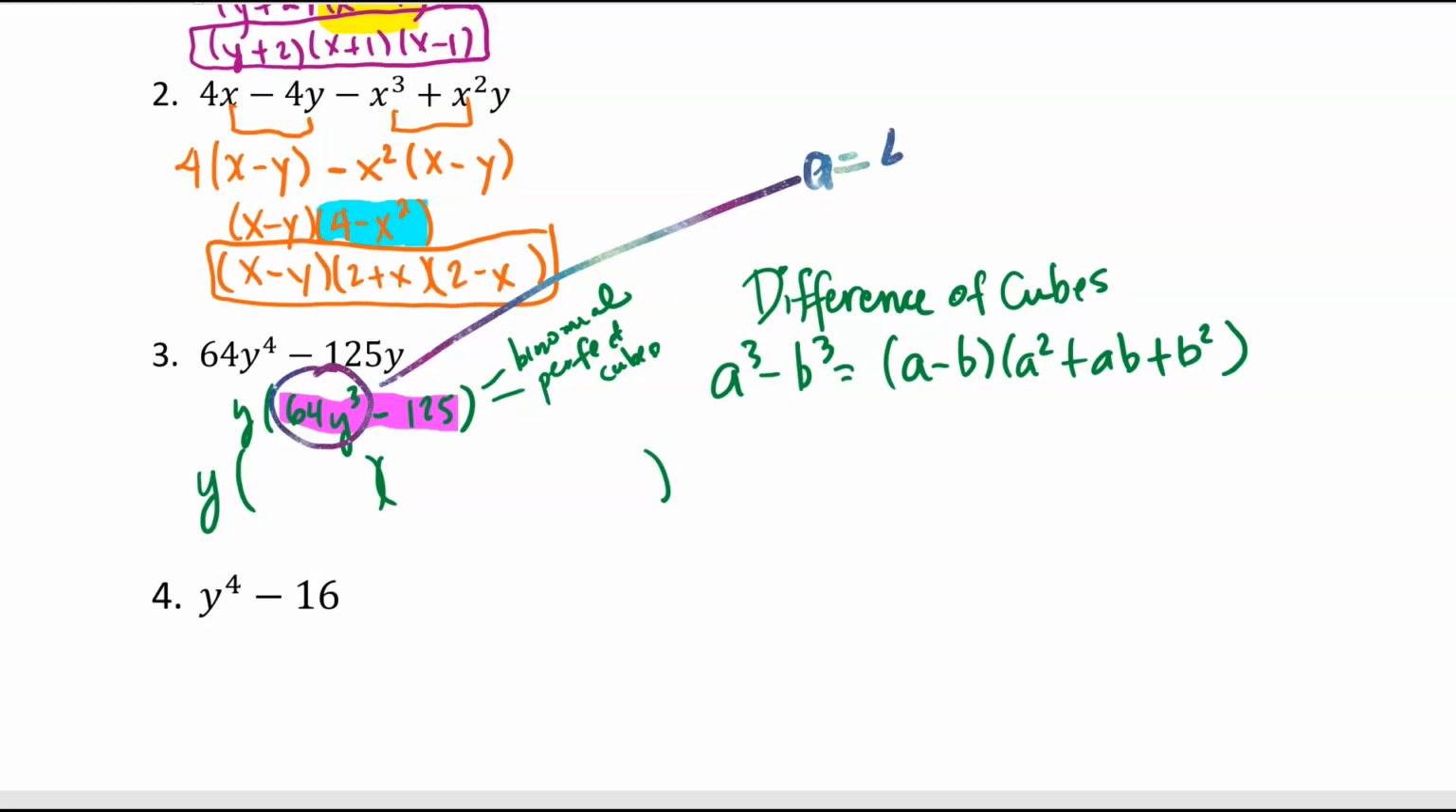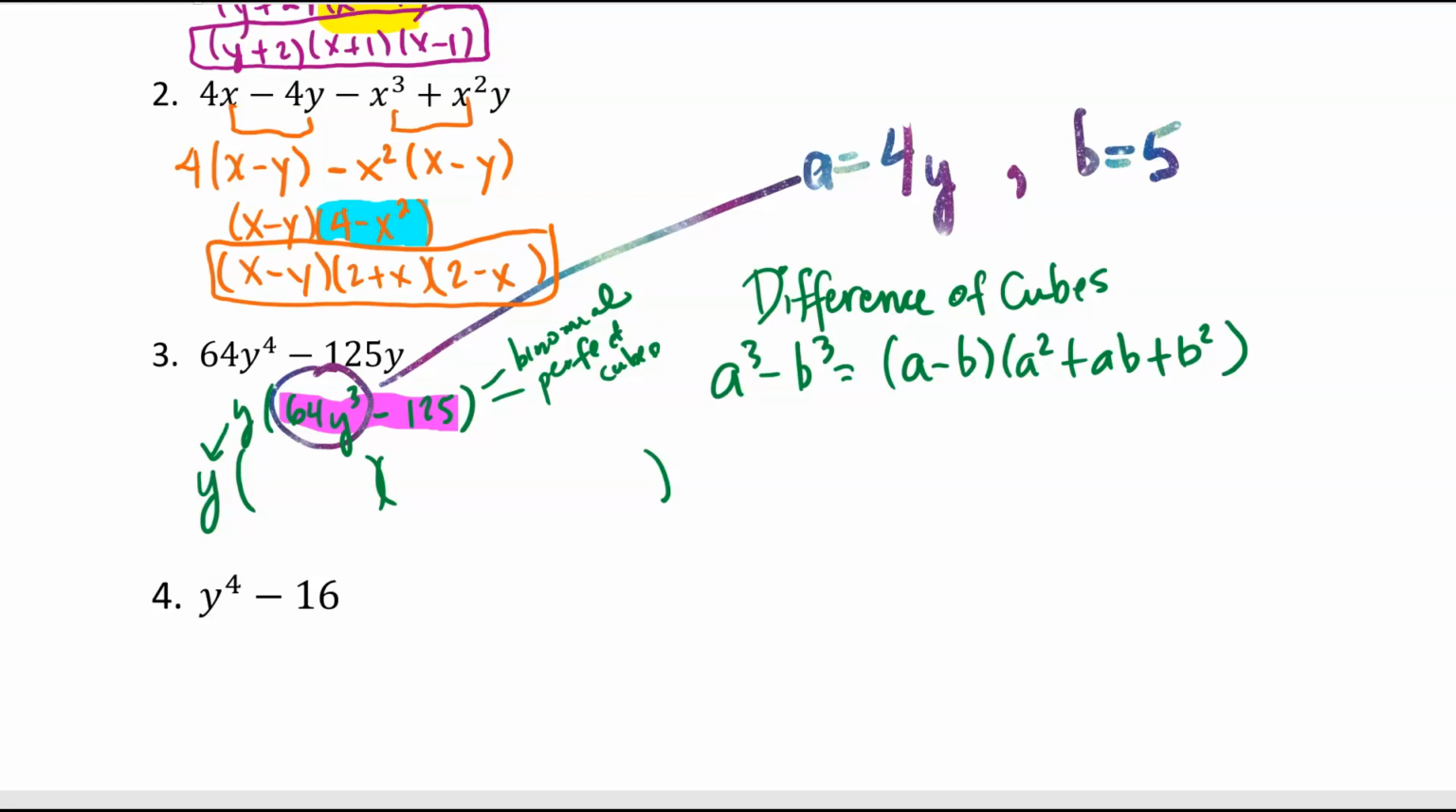So it would be 4y. And what would be b in order to get 125 from something cubed? It would have to be 5. So the final answer would be y. Always remember that when you pull out that GCF, it is still a factor, and it must remain a factor until the end, until your final answer.